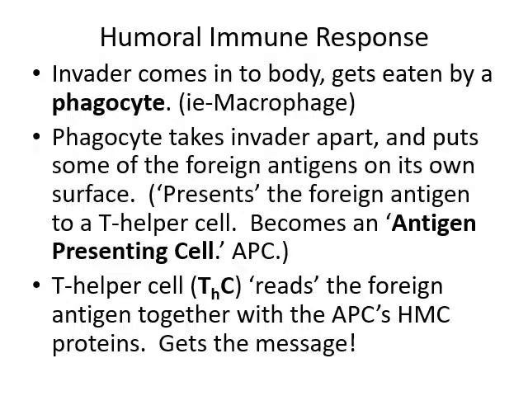All right, an invader comes into the body. That's step one, and it gets eaten by a phagocyte. Even though the phagocyte may not recognize this thing as being foreign, one or two phagocytes will still eat it, like a macrophage or something like that. One of the things that it does is it takes the foreign invader apart and literally puts some of its foreign antigens onto its own surface. And then it shows the foreign antigen to a T helper cell.